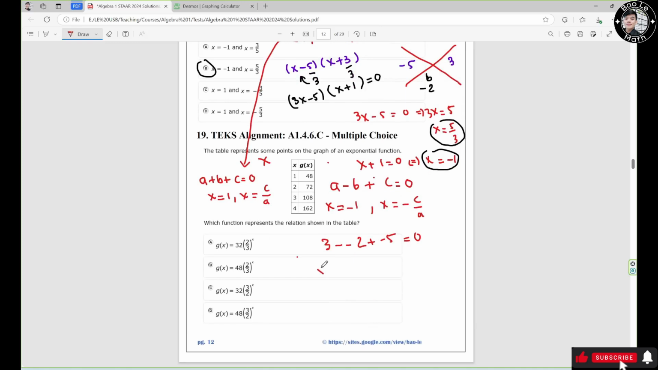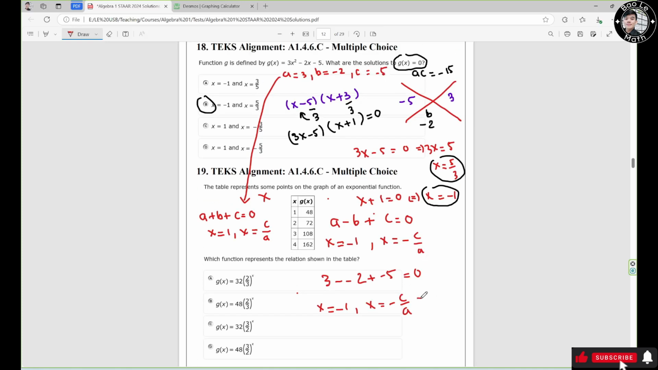So the first solution is s equals negative 1. The second solution is s equals negative c over a, right? c equals negative 5, so it could be negative 5. a equals 3, so it could be 3 right here. And don't forget the negative sign right here, right? So two negative signs turn out to be positive, so it could be 5 over 3, right? So you still have two solutions, negative 1 and 5 over 3.